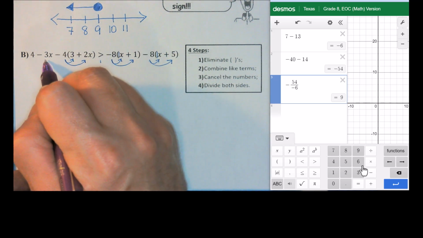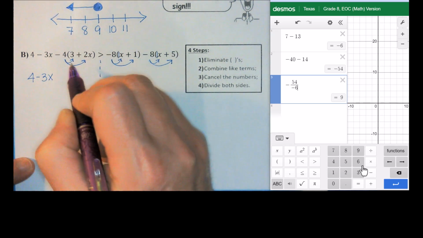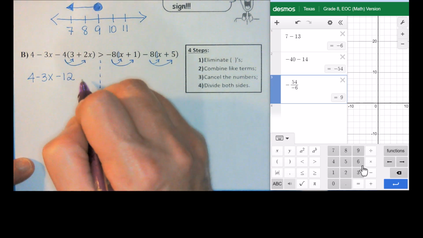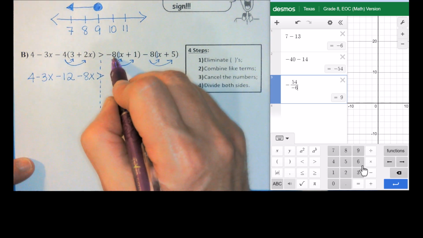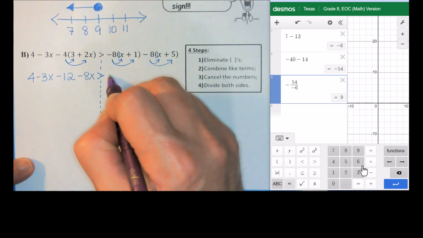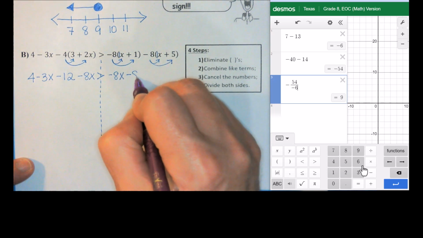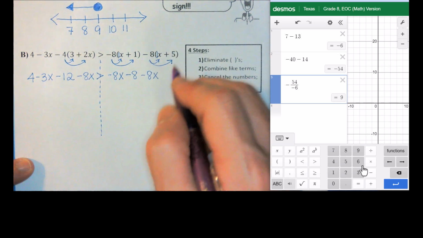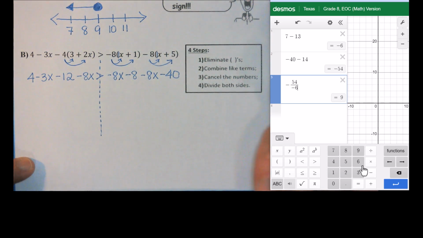Now, if these numbers are not attached to parentheses, then all you have to do is bring it down. So we're going to bring it down. And then -4 times 3 is -12. -4 times 2 is -8x. Greater than, 8 times 1x, -8 times 1x is -8x. -8 times 1 is -8. -1 times 1x is -8x. And -8 times 5 is -40. Very well.